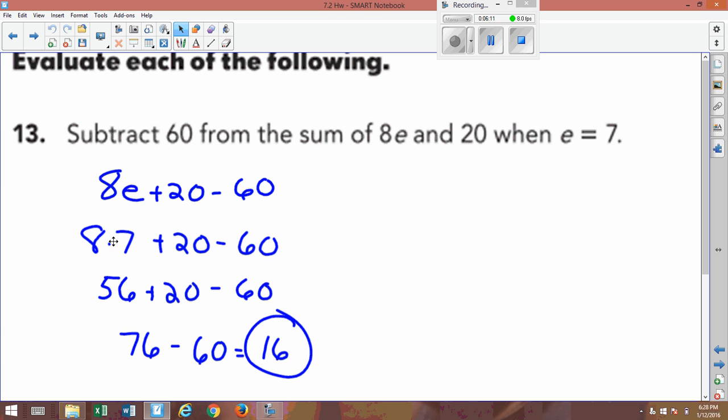8 times 7 plus 20 minus 60. 8 times 7 is 56. Plus 20 minus 60: 56 plus 20 is 76. Minus 60 is going to be 16.